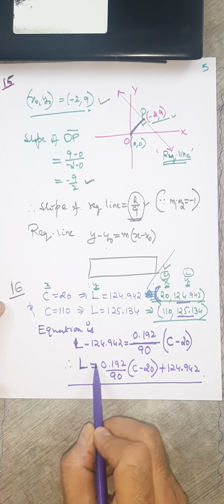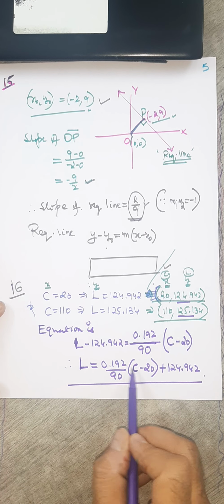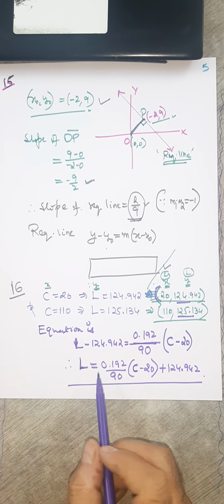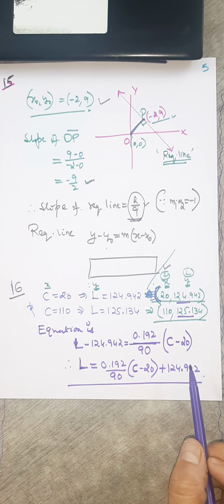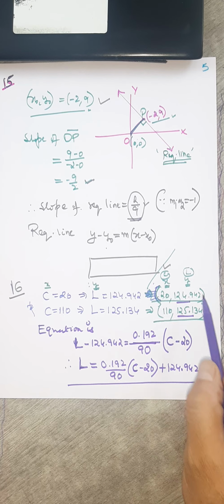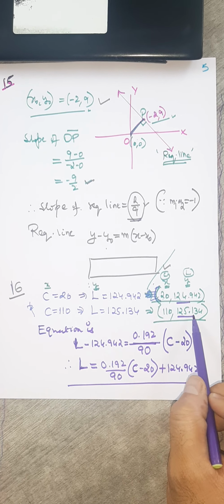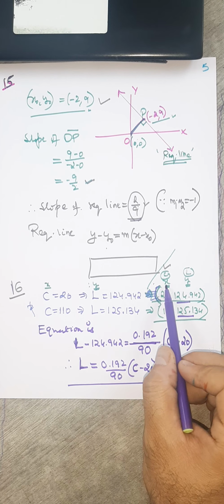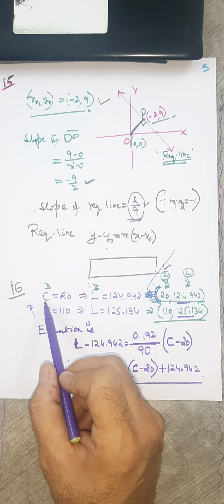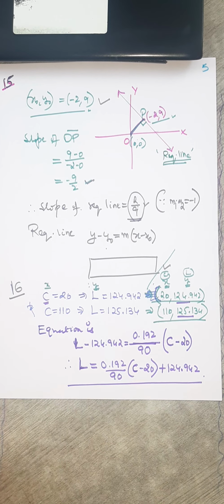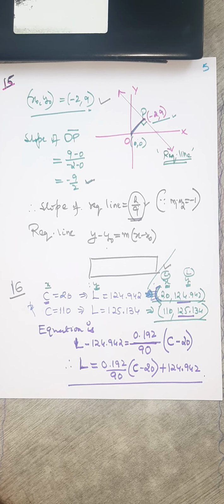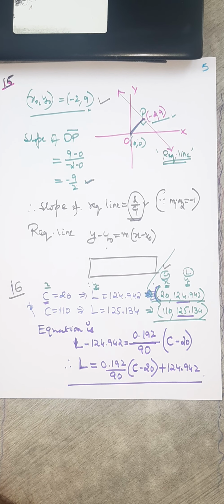You've expressed L in terms of C. If you know C, you can get L. You can just verify: put C equals 20, you'll get exactly this. It is just the 2-point form. You are given x1 y1, you are given x2 y2. Your x is C, and y is nothing but the L that you have used. Okay, let's go to the next question.